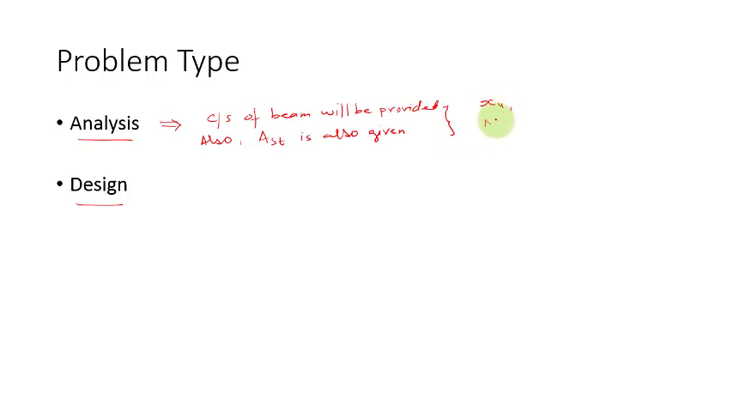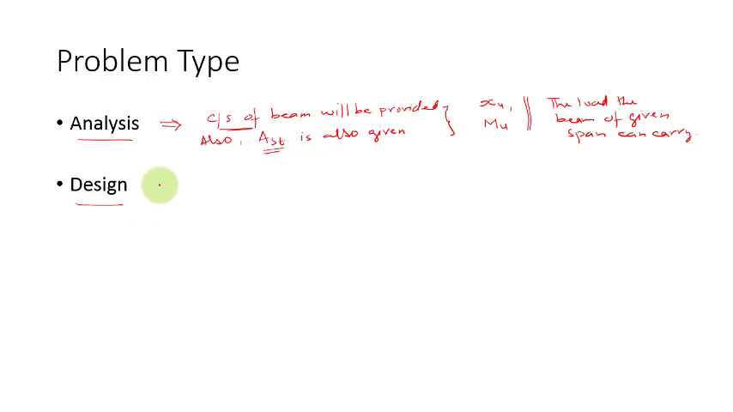You may be asked to compute the ultimate moment of resistance of the beam, or it can be asked to compute the load the beam of given span can carry. The main thing is, in analysis type, the cross section of the beam as well as the reinforcement is provided. Based on these two data, further you will be asked to compute some related parameters, that is cross section area as well as AST.